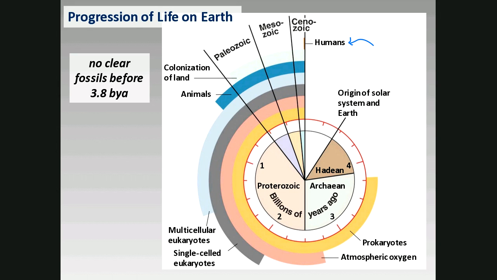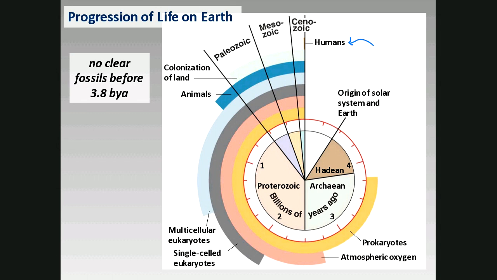See, prior to this time, we're dealing with prokaryotes. But once this oxygen began to rise in the atmosphere, we started to see this takeoff of these complex critters, these single-celled eukaryotes first, like the protozoans, and then the multicellular eukaryotes. And then, of course, if you jump ahead, now we've got the animals and the colonization of land by plants.